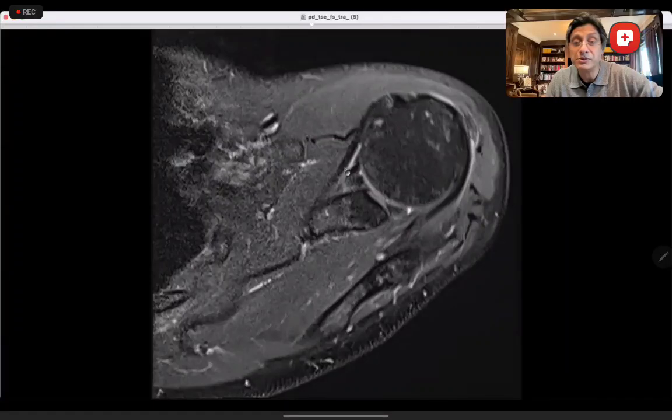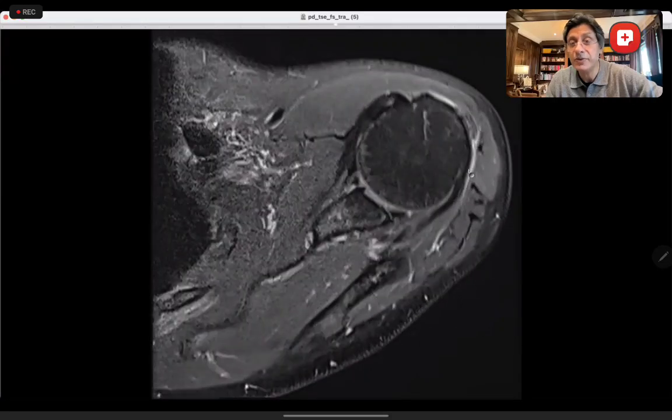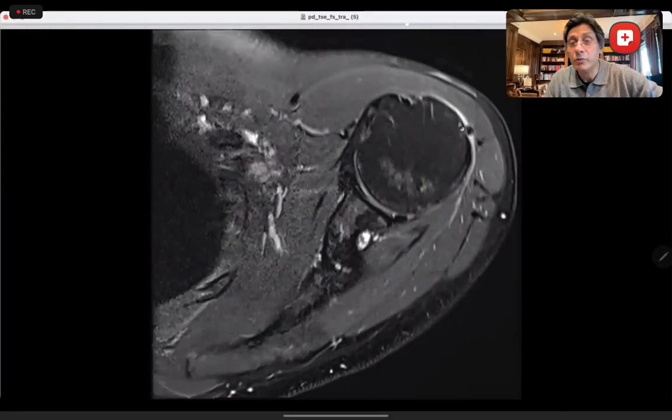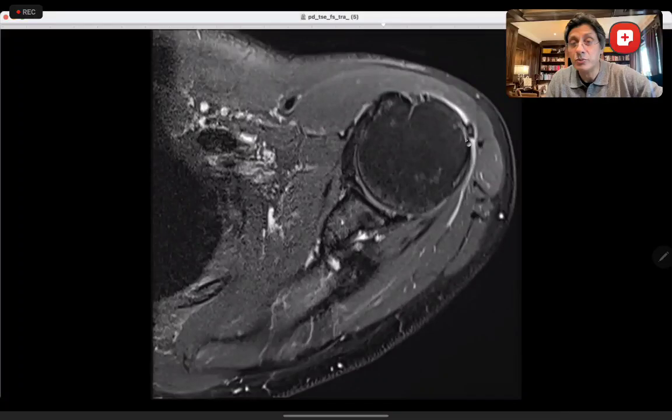Why? Because the subscapularis looks okay. The infraspinatus is mildly edematous. Can you see the edema here? And then, of course, we've already picked up areas of calcification within the tendon.